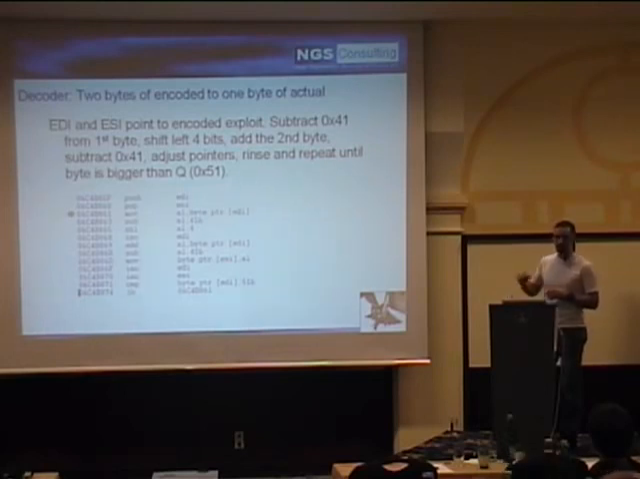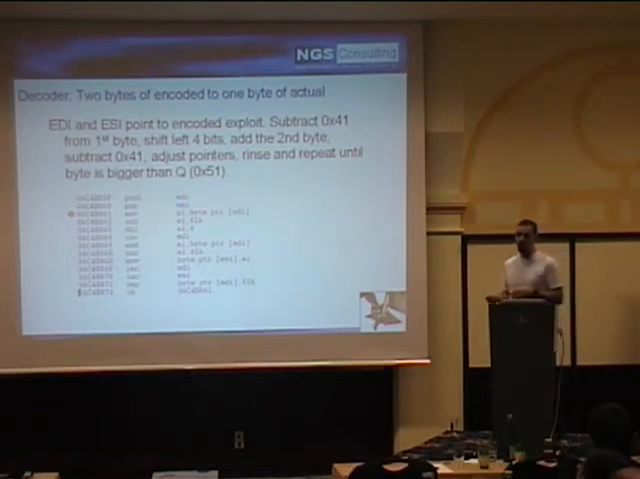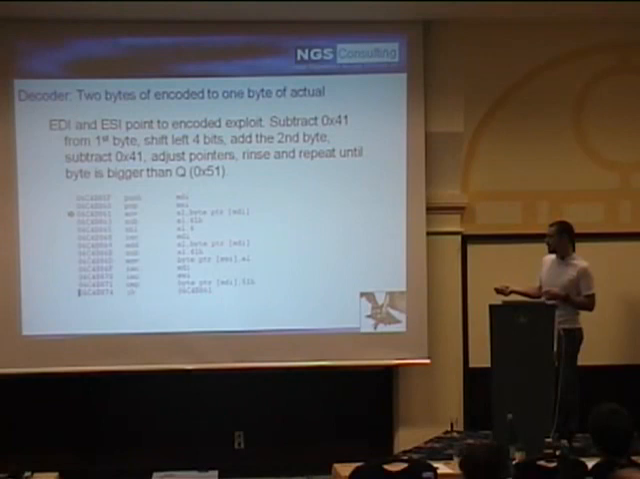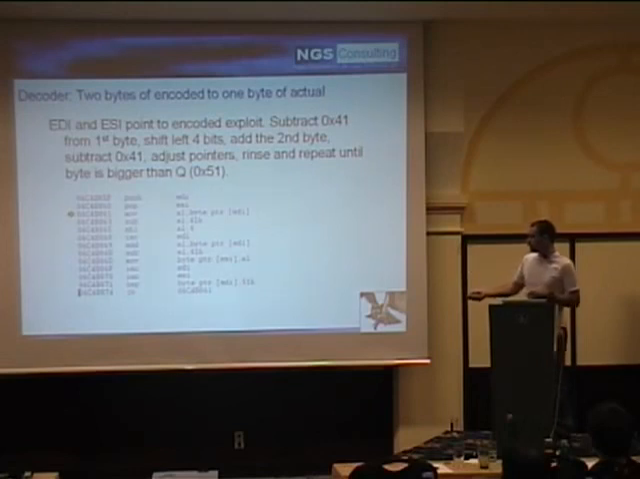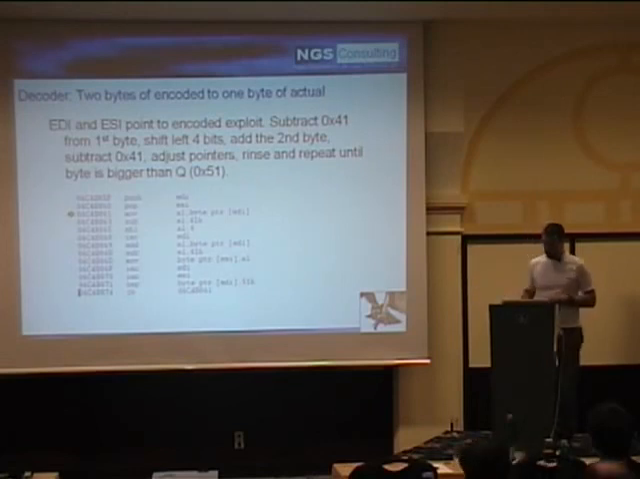We increment the pointers and keep on going until we come across a Q or more. So that essentially is our equivalent of a null terminator, but it's not a null terminator. If it's Q or more, stop looping. Otherwise, go back and loop up to there.